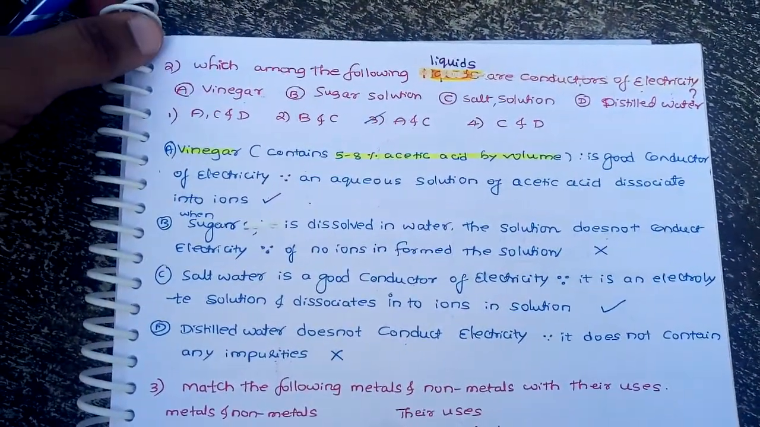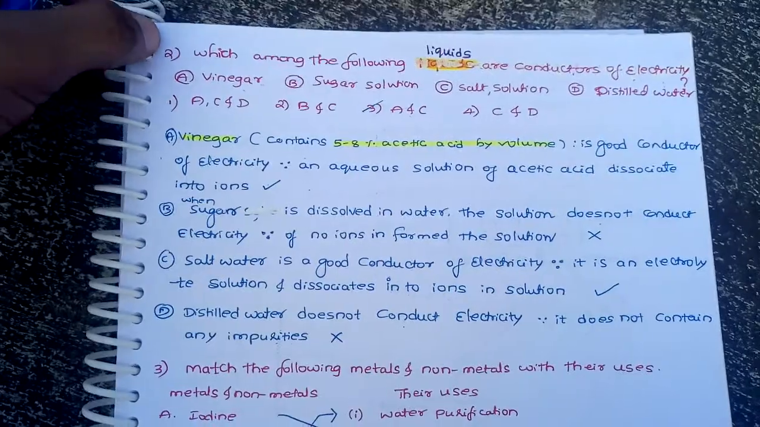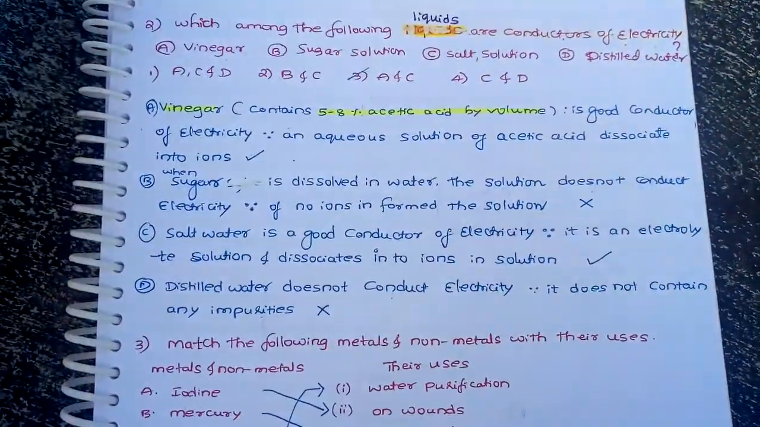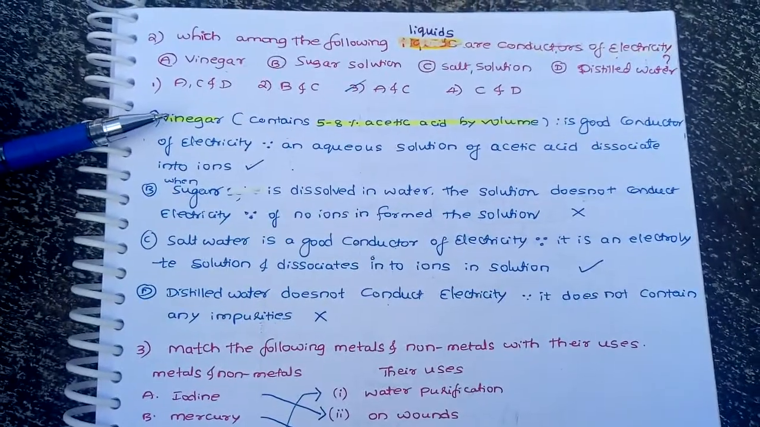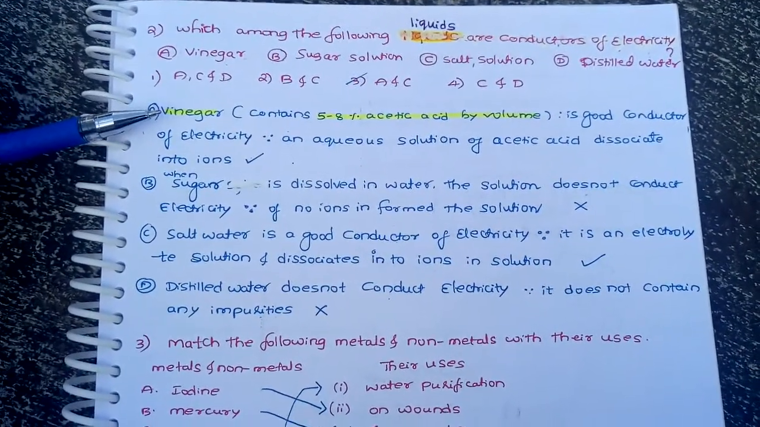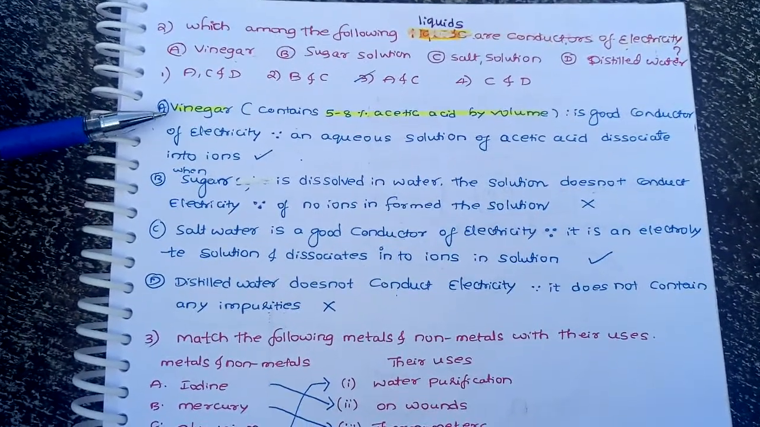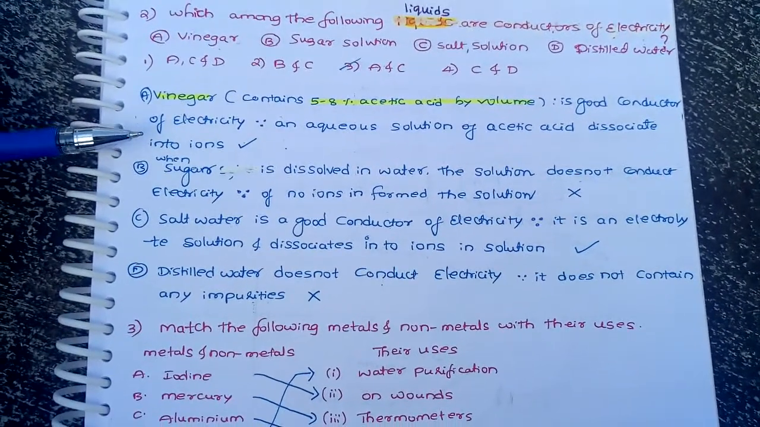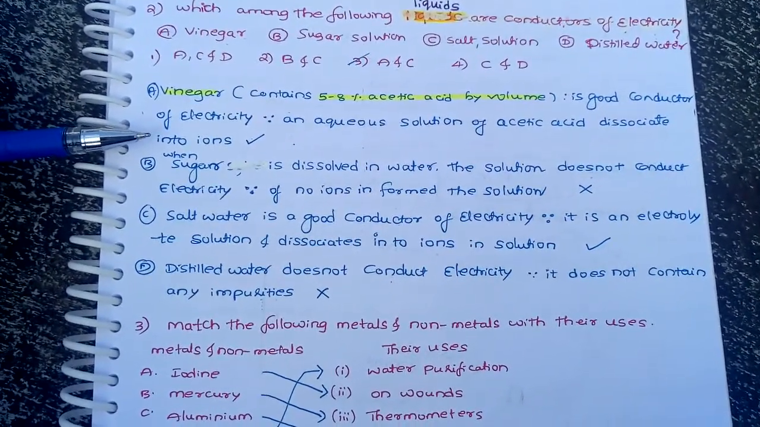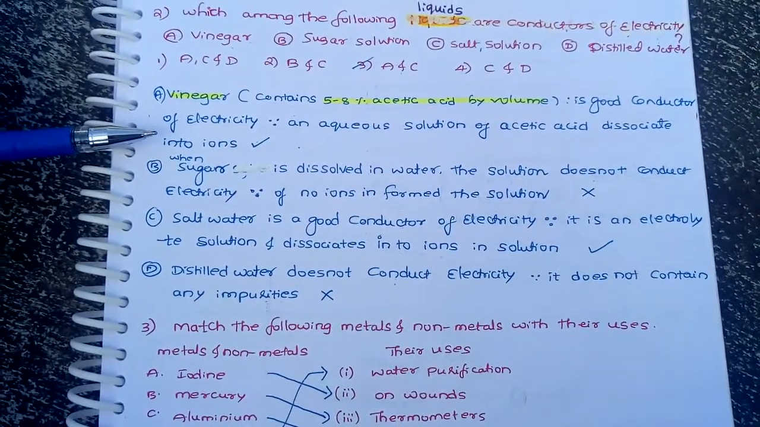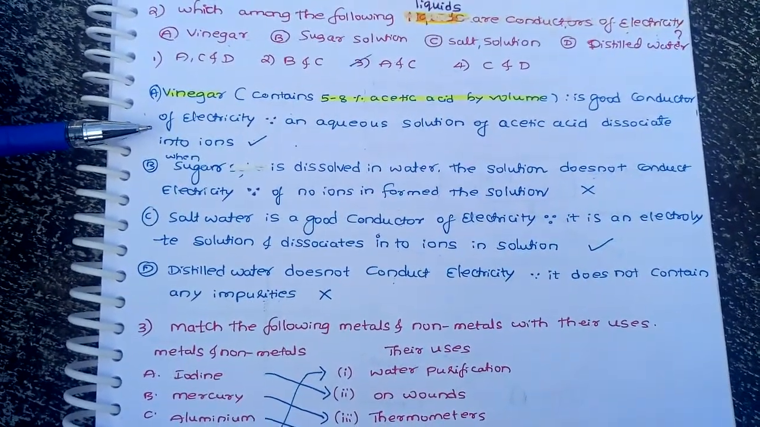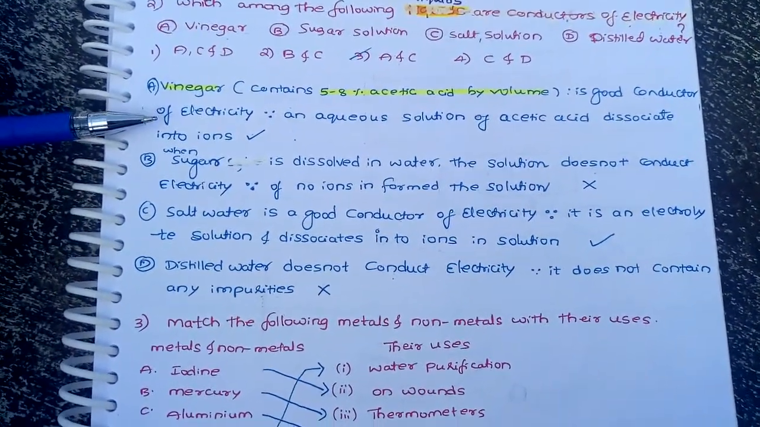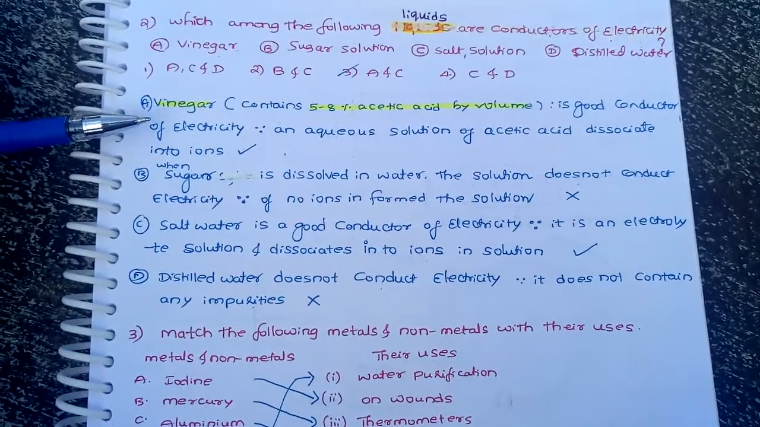which among the following liquids are conductors of electricity? Vinegar, sugar solution, salt solution, distilled water. As you know, vinegar contains 5 to 8 percent acetic acid by volume. It's a good conductor of electricity, because an aqueous solution of acetic acid dissociates into ions. CH3COOH dissociates into acetate ion, that is CH3COO minus, plus H plus. So it is giving H plus ion, so it is an acid, so it conducts electricity.